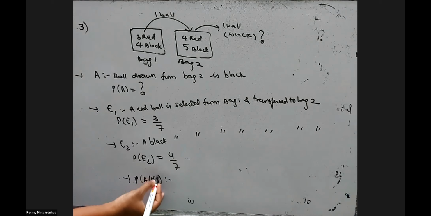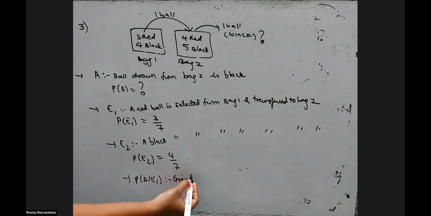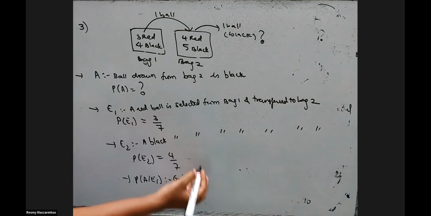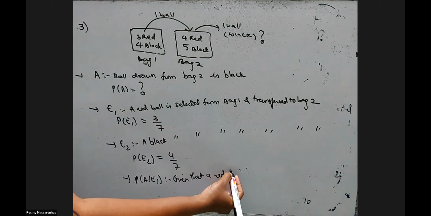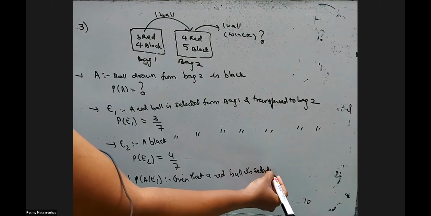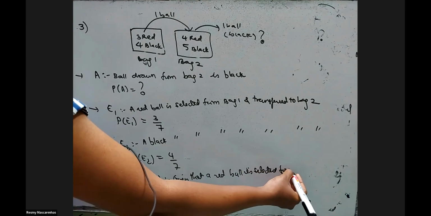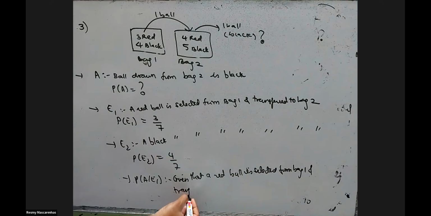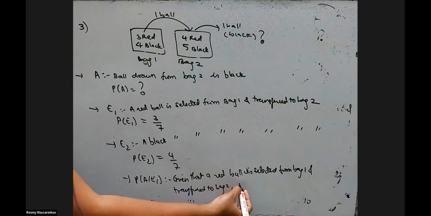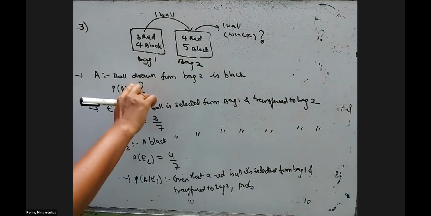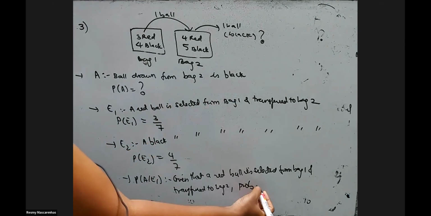So read from here, given that E1 is what, just refer here. A red ball is selected from bag 1 and transferred to bag 2. Probability that, what is your main event? A means ball drawn from bag 2 is black.